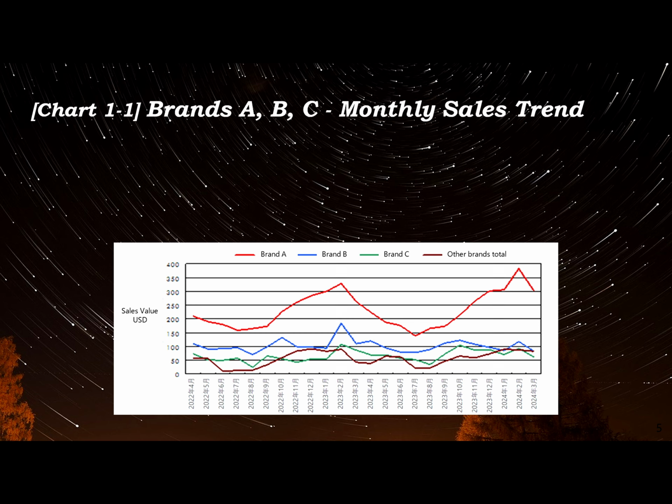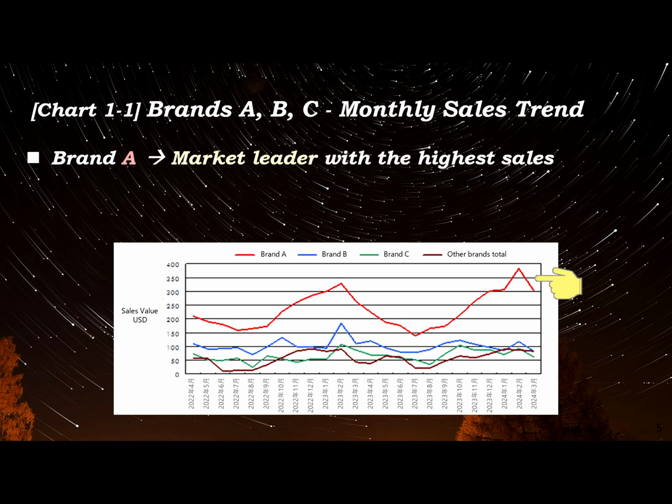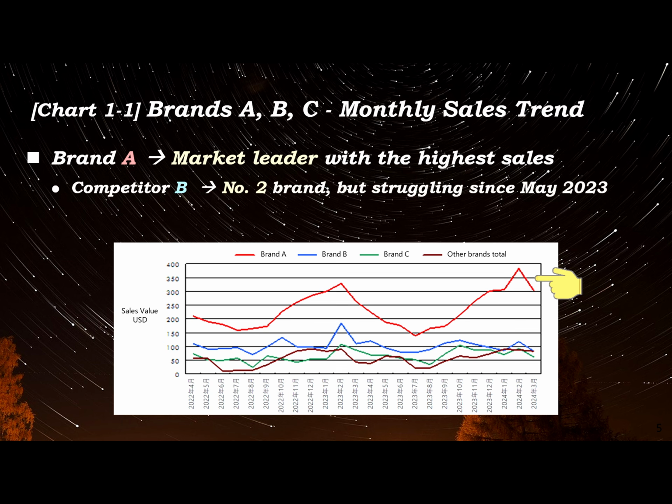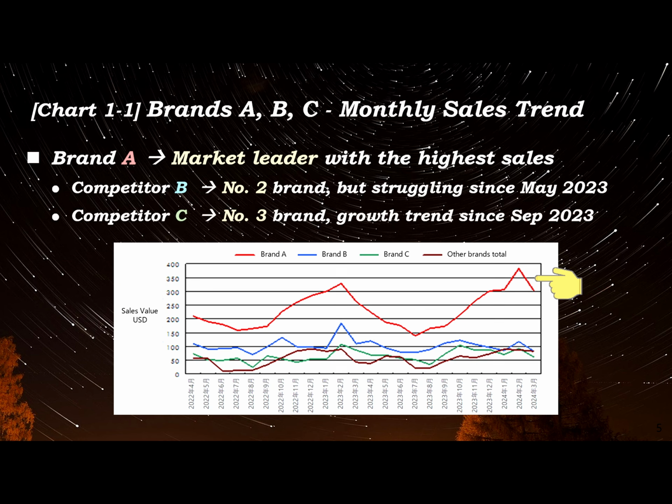You can see that Brand A has established itself as the market leader with the largest sales. In second place is Brand B, but its sales have stagnated since May 2023. Brand C grew much in February, but continued a stagnant trend afterward.